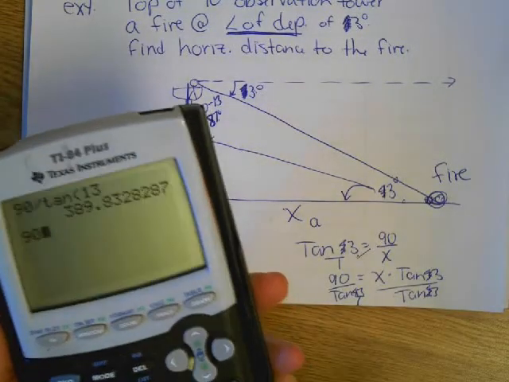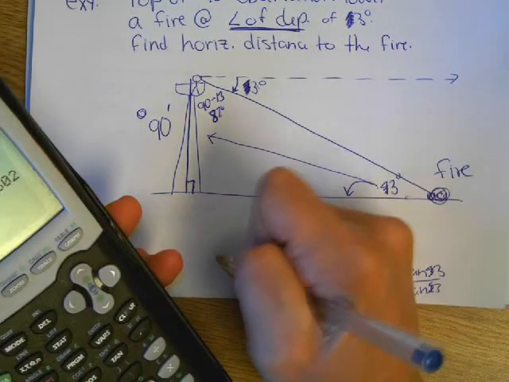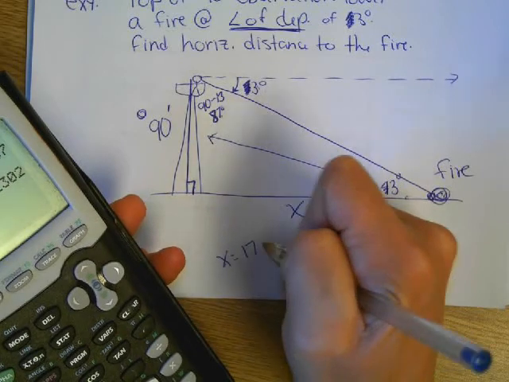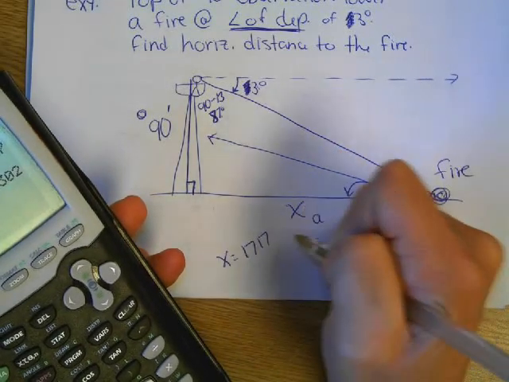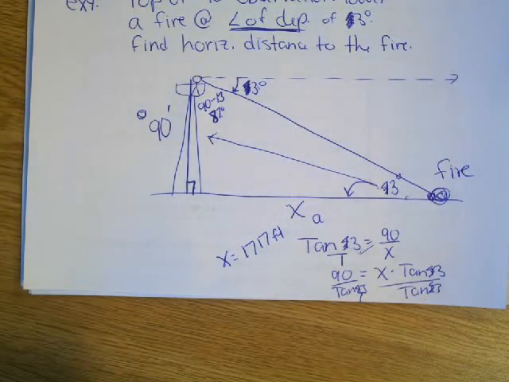So 90 divided by the tan of 3, there we go. 1,717 feet away. It's about a quarter of a mile. So that's better. Okay, so today you've got a story problem. Hopefully you do well.